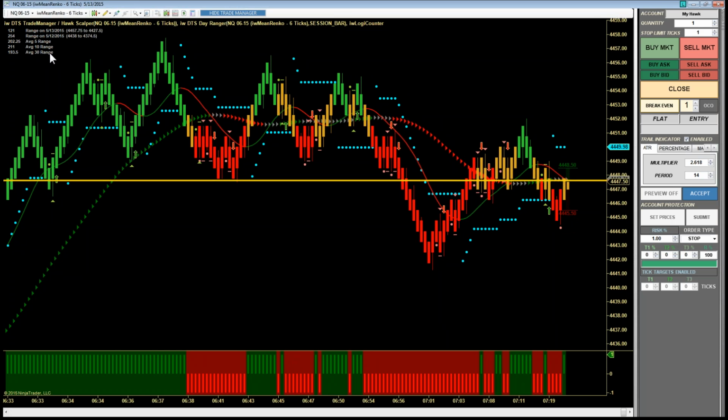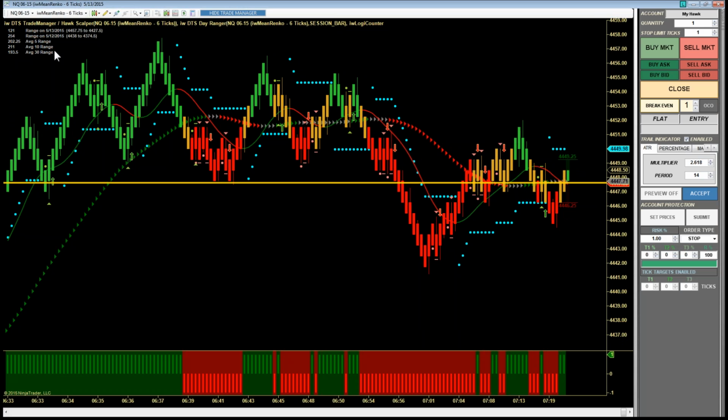Very helpful sometimes for setting profit objectives or stop loss. So if you're looking at this and you can say, okay, well, the average range seems to be around 200 ticks. If I want to, say, take 20% as a daily target, as a profit target, well, then I would set a 40-tick profit objective.